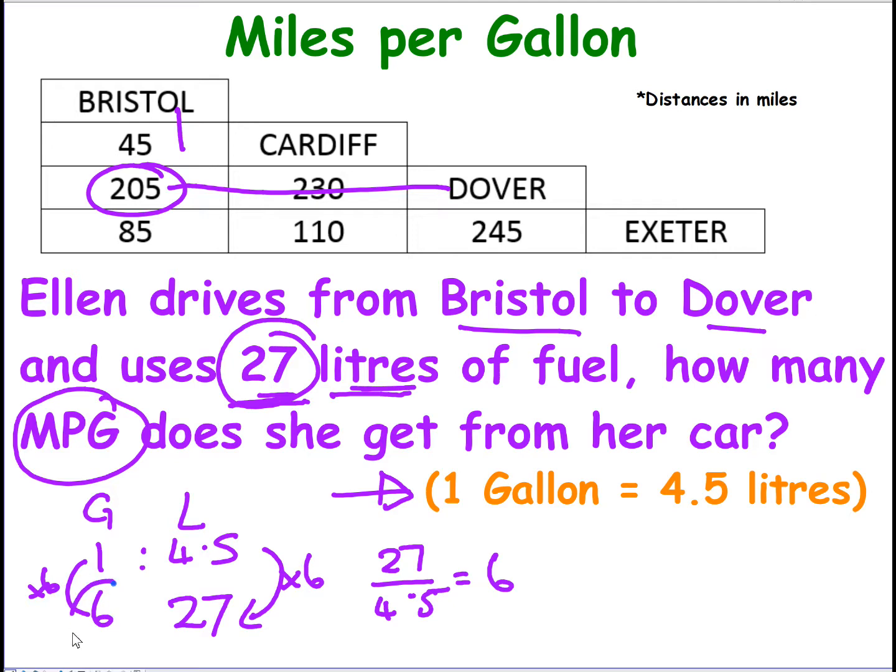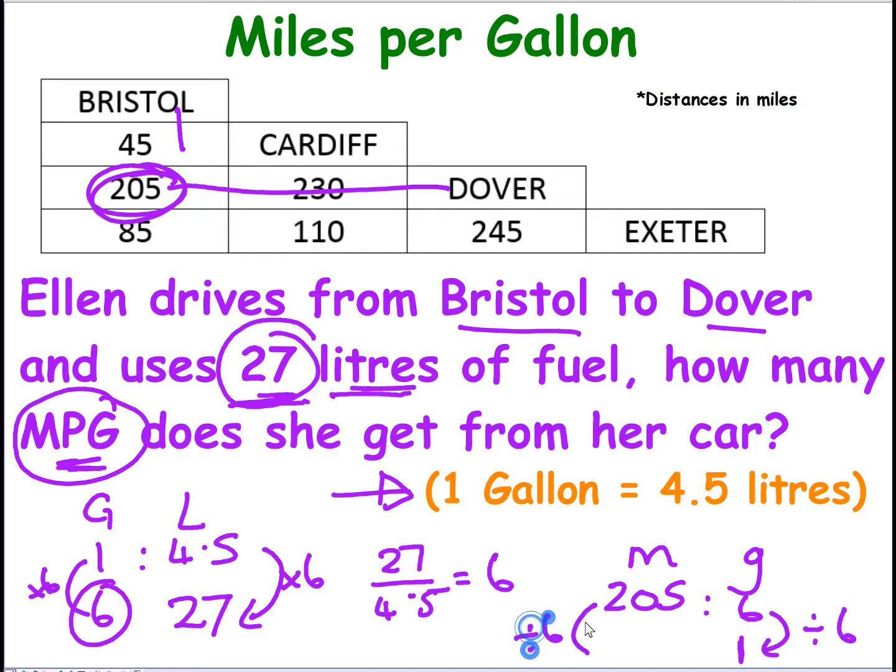So I've used 6 gallons to do 205 miles. Miles per gallon is what I'm after, and all I know at the moment is I did 205 miles using 6 gallons. In order to get miles per gallon, I need the unitary method to force this to be the number 1. So I divide that by 6. If I divide the other side by 6, I get 34.16 recurring. So for the sake of rounding, I get roughly 34 miles per gallon from this journey.